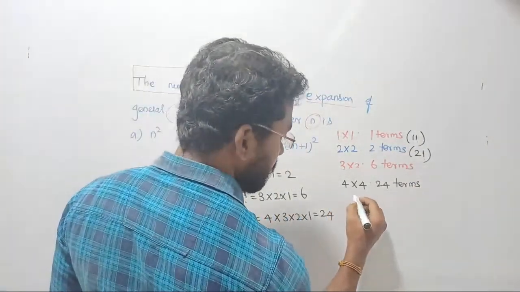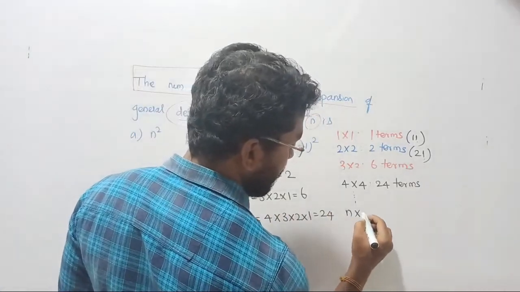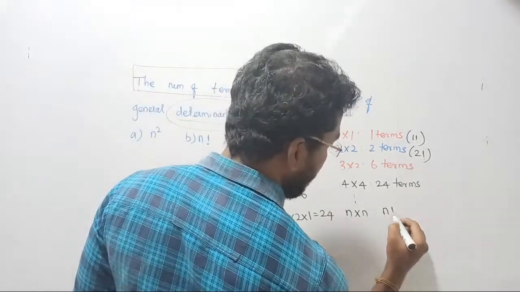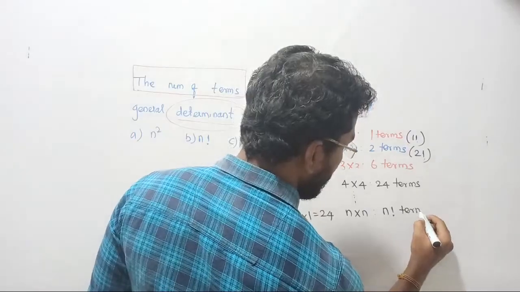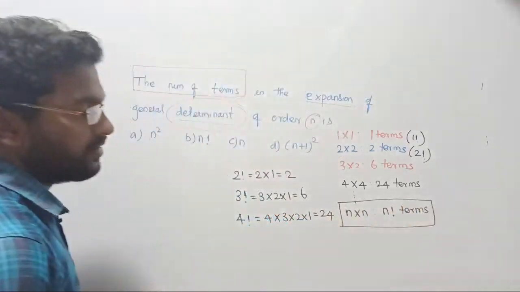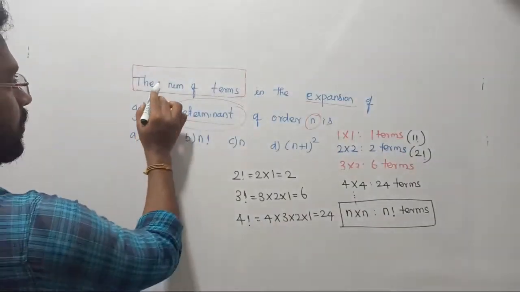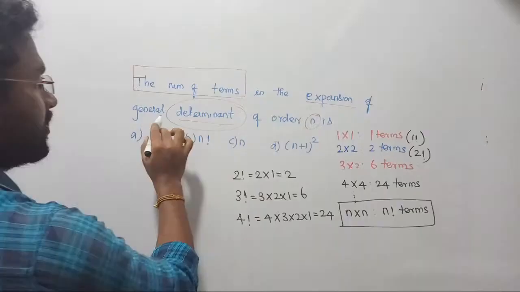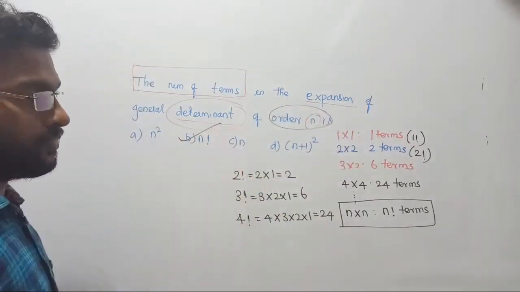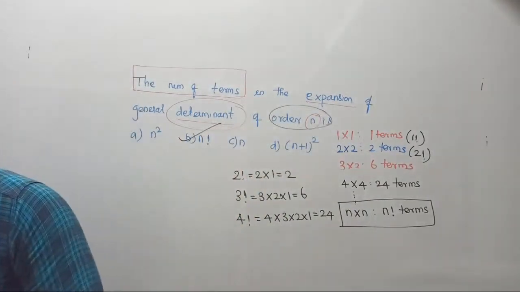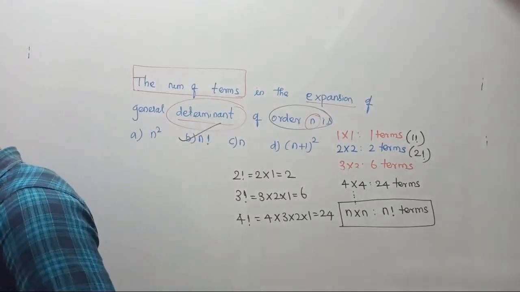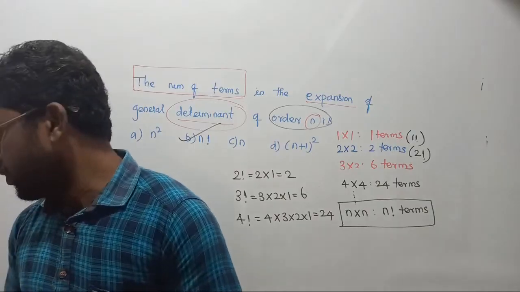So if I expand this series up to an n cross n matrix, then you are going to get n factorial terms for an n cross n matrix, right? So what is the correct answer? The number of terms in the expansion of the general determinant of order n should be equal to n factorial. Clear? I hope things are clear to you all. Many of you had posted the answer. Feeling happy now. Let's take the next question, right?